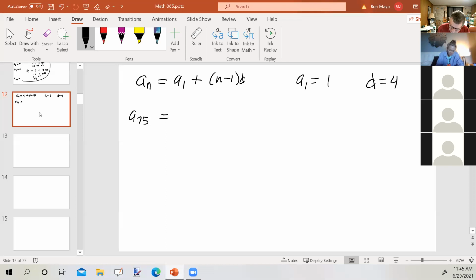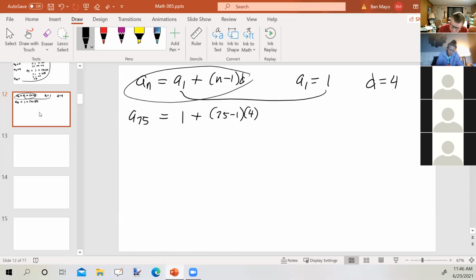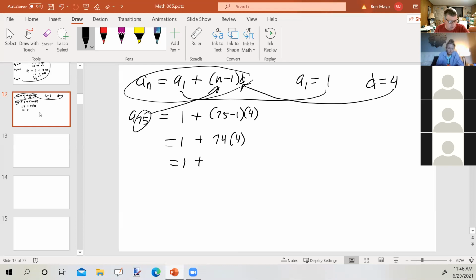Okay, so this is going to be 1 plus 75 minus 1 times 4. Before we go on, does anybody have any questions where I got any of those numbers from? I'm just plugging them into this formula. This is going to go right there. This is going to go right there. And this is going to go right there. So that's equal to 1 plus 74 times 4. And I'm going to go to my handy dandy calculator here. Let's see here. 74 times 4 is 296, so 297.